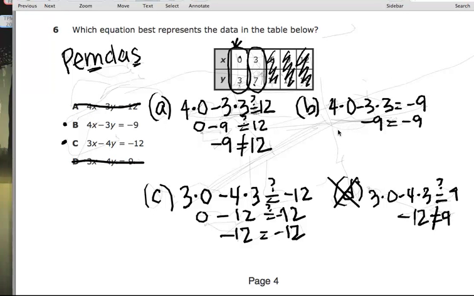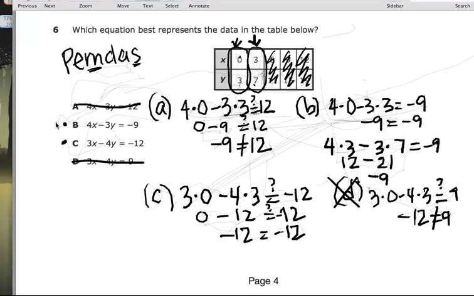Alright. So answer choice B. I'm going to go ahead and use the second ordered pair now. So here, wherever I see X, I'm going to replace it with the number 3. And wherever I see Y, I'm going to replace it with the number 7. Okay? 4 times 3 is going to be 12. 3 times 7 is going to be 21. 12 minus 21, that means I'm going to be borrowing. So I'm going to end up with negative 9. And that is indeed equal to negative 9. So answer choice B gets 2 dots for me.